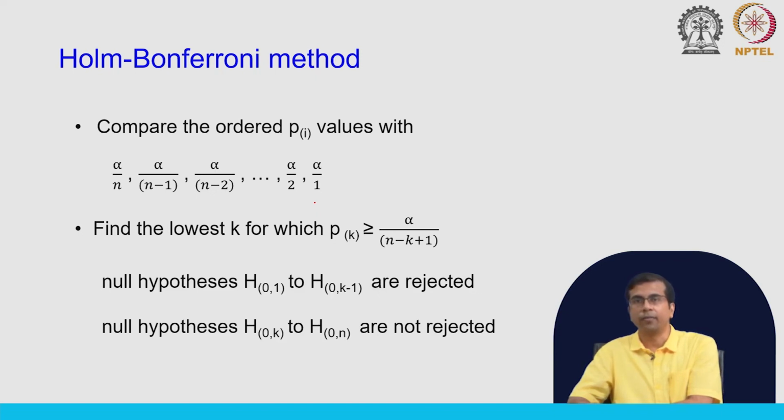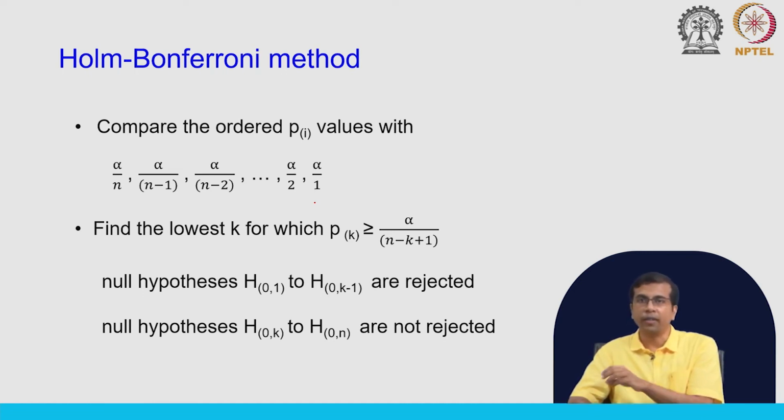Once you find that, you reject the null hypothesis H naught 1 to H naught k minus 1, and you do not reject the hypotheses H naught k to H naught n. Because these p values are sorted, the first p value that crosses that threshold, or is equal to that threshold, means the rest of the p values after it will automatically be greater than their cutoffs. That is why we find this lowest k for which this condition is satisfied, and then we reject H naught 1 to H naught k minus 1, and we do not reject H naught k to H naught n.